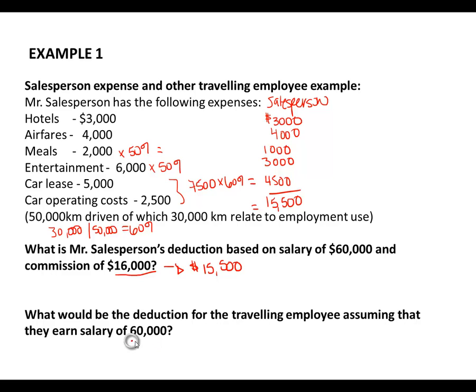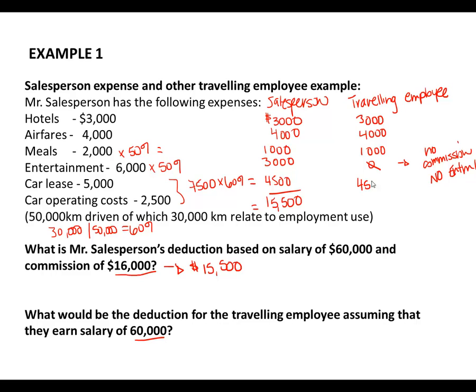Now, what would the deduction be for the traveling employee, assuming that they earn a salary of $60,000? Well, if we come up here, I'll show all the expenses. So this is going to be our traveling employee. They're also going to be able to deduct hotels of $3,000, airfare of $4,000, and meals of $1,000. Now, because they don't have commission income, no entertainment. So no commission income means no entertainment. And we're still going to have the $4,500 of the operating costs for the car. So if we remove the entertainment, we have $12,500 of expenses. So the deduction for the other traveling employee is going to be $12,500.